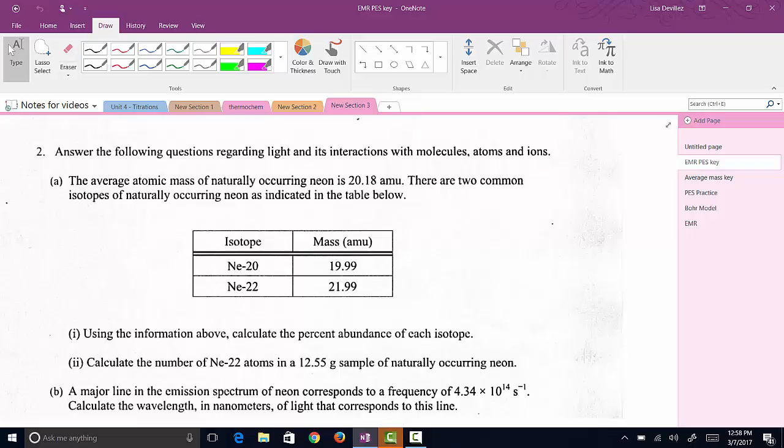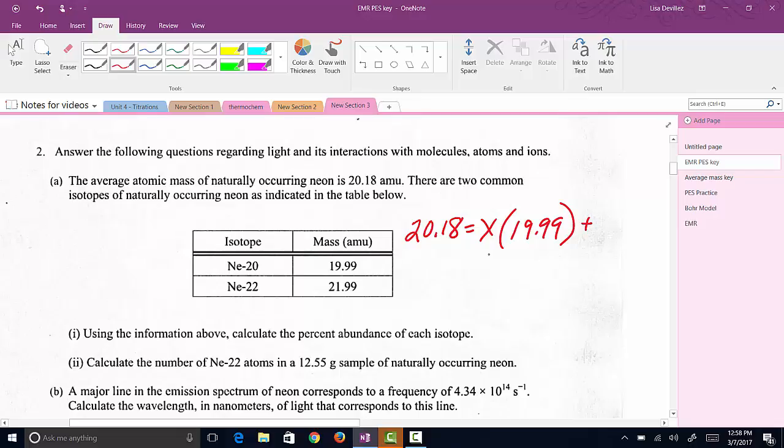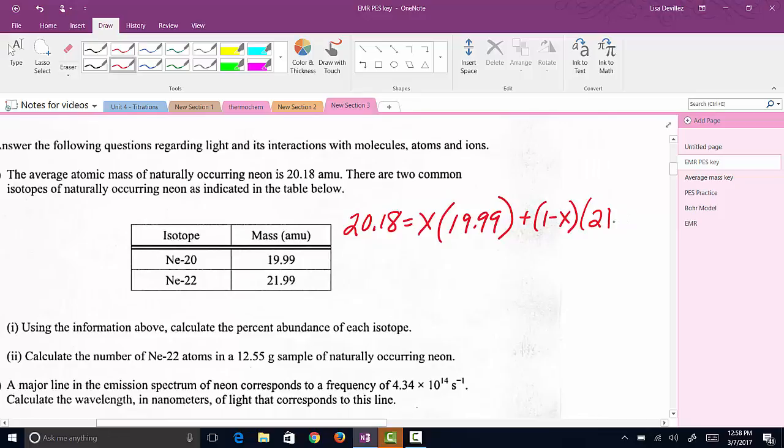So here it wants us to calculate the percent abundance of each isotope, and it's giving us the average atomic mass. So our average is going to equal our fraction abundance, which we'll just call X, times the mass, 19.99. And it says there were only 2. So if the fraction abundance of the first one was X, this one is going to be 1 minus X, and then times its mass, which was 21.99. And so then we would simply do the math to solve that for X.